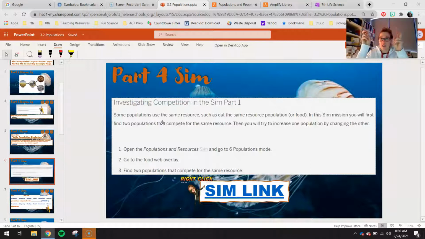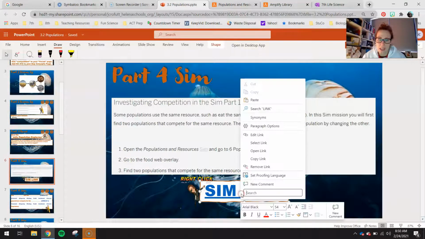So this is sim mission number 1. It's just to figure out which 2 organisms are competing for the same resource. Then you will try to increase one population by changing the other. Those are going to be your subsequent simulation missions, like 2 and 3. Okay, so open the population and resources sim. Here's your link right here. And go to the 6 population mode. Go to the food web overlay and find 2 populations that compete for the same resource.